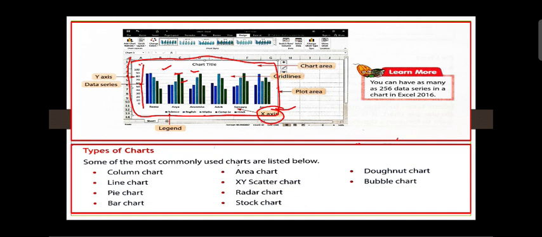Next is types of charts. Some most commonly used charts are column chart, line chart, pie chart, bar chart, area chart, XY scatter chart, radar chart, stock chart, doughnut chart, bubble chart, etc. So now I am going to discuss each of these charts one by one.